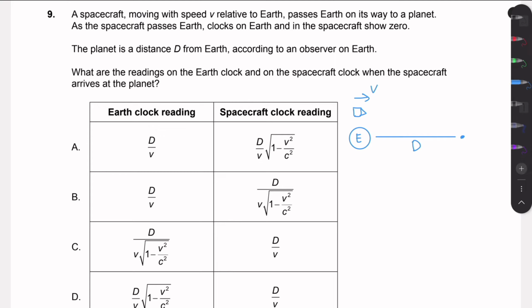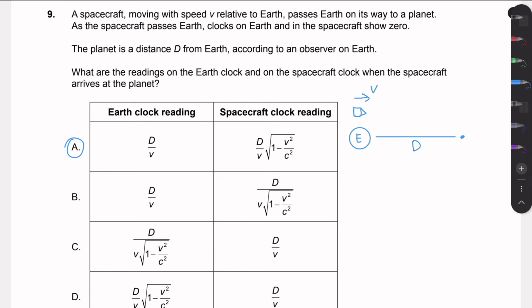Well, on the Earth it's simple. We just have something moving with a speed v for a distance of big D. So the time will just be distance over velocity. And for the spacecraft, the distance is going to change a little bit. Well, not the distance, but the time.